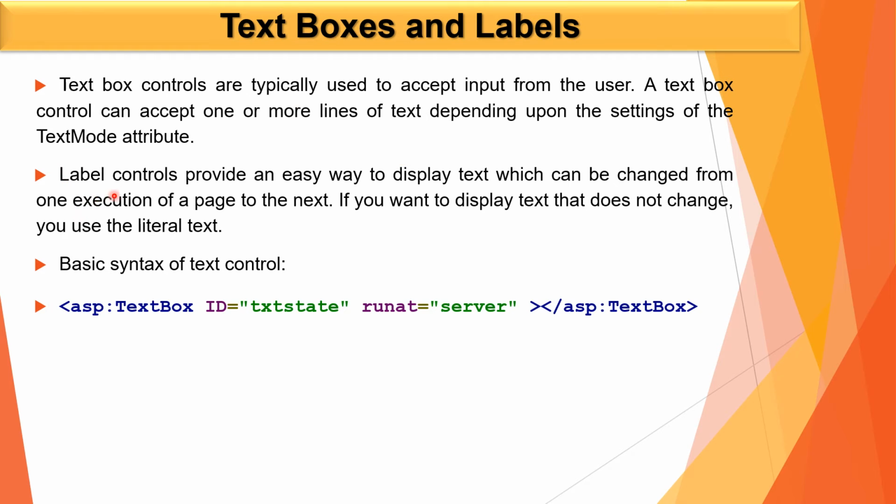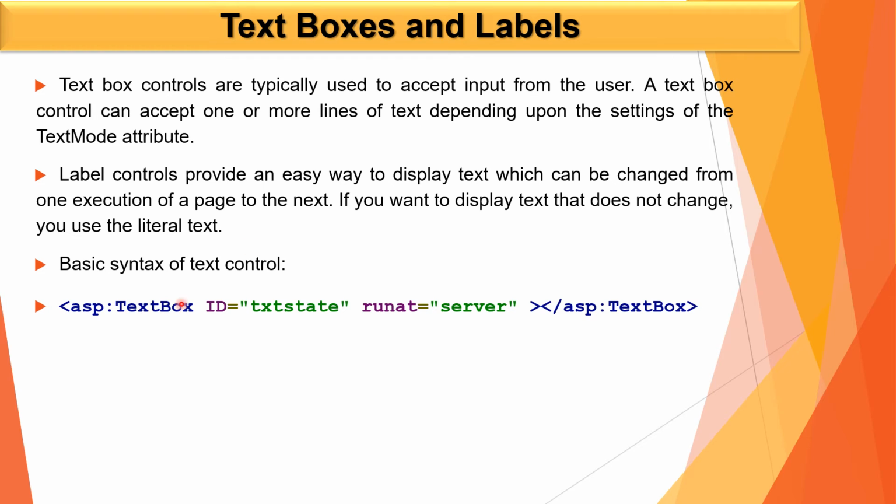Now another important control, the label control, which provides an easy way to display text which can be changed from one execution of the page to the next. If we want to display text that does not change, then you can use literal text. So label is given for the text values given at the text boxes, that will be labeled by some value or some string or some text.